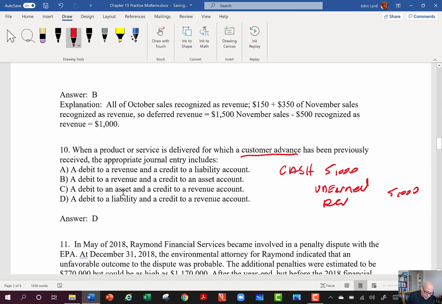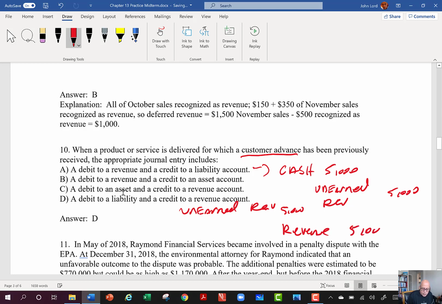Now you can go ahead. Well, they've already paid you. They paid you in advance. So now you can go ahead. You've done the rapping now. So you can go ahead and debit unearned revenue 5,000 and credit the, not credit cash, but credit what? Revenue, because you've earned that now.